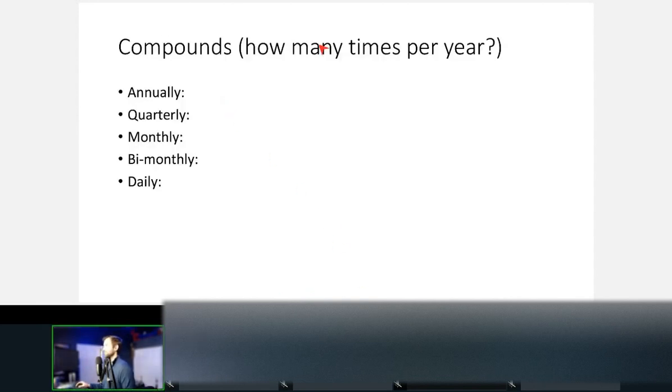So let's talk about compounds. How many times per year? So annually, how many times per year is that compounded? One time. Let me write this down. One time. What about quarterly? Yeah, quarterly is 4 times a year. What about monthly? How many times per year? 12 times. What about bi-monthly? So you would think it's 24, right?